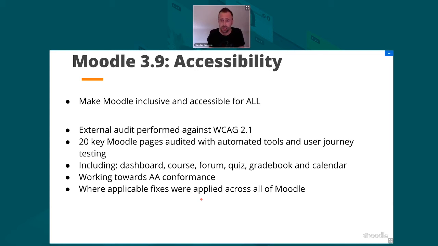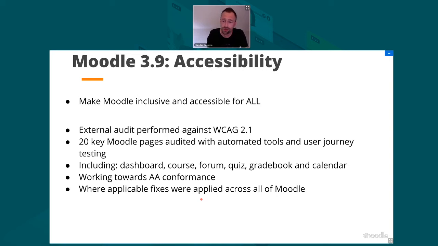And the auditors tested Moodle with automated tools, some of the tools that we use internally as well, some different tools too. And also really importantly, they did user journey testing. So they had, I can't remember the exact number, but somewhere between 5 and 10 testers, also with different types of disabilities who were using different types of tools to access Moodle, really scrutinizing the accessibility of the platform. And we got some really valuable feedback out of that.